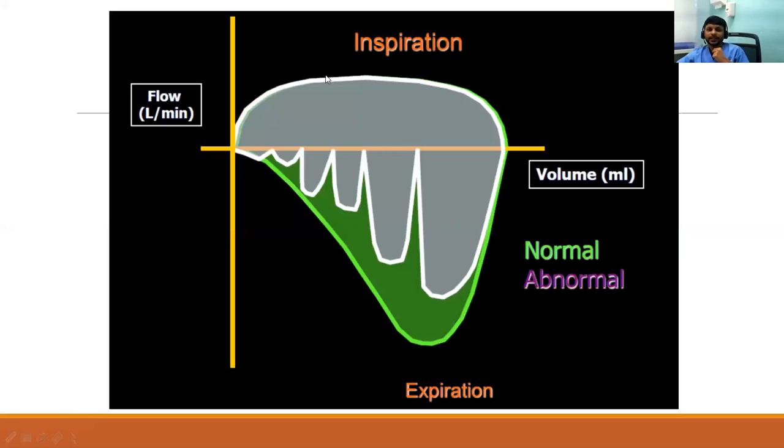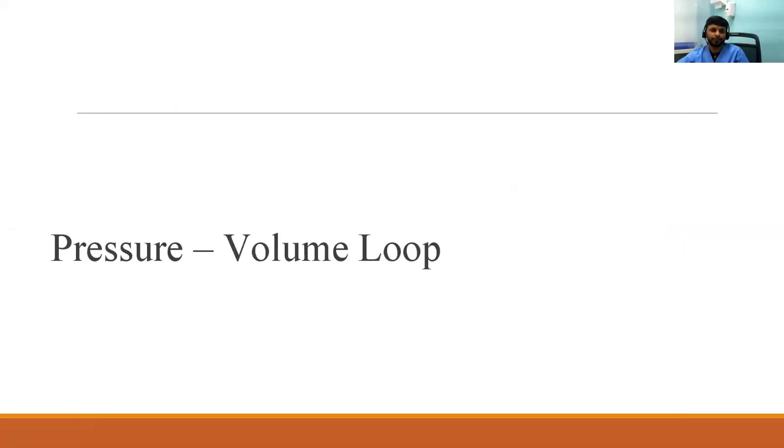In this, the green color is the normal and the white one is the abnormal, where we see a lot of sawtooth pattern, that's what it's called, or a lot of ruggedness in the expiratory limb. Okay, this particularly favors a lot of secretions that are present in the ET tube.